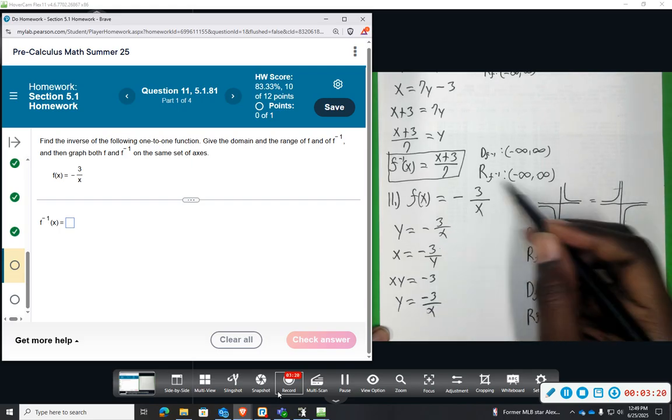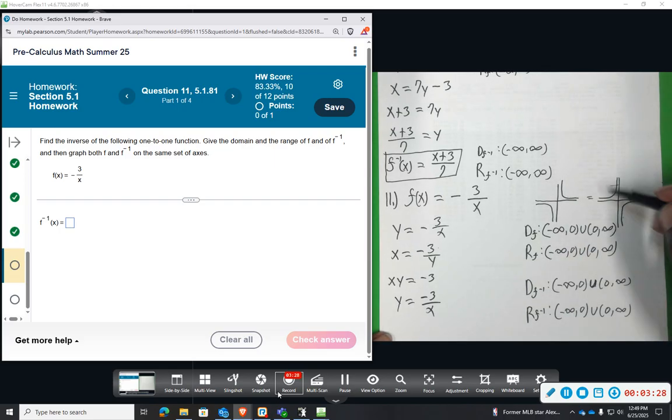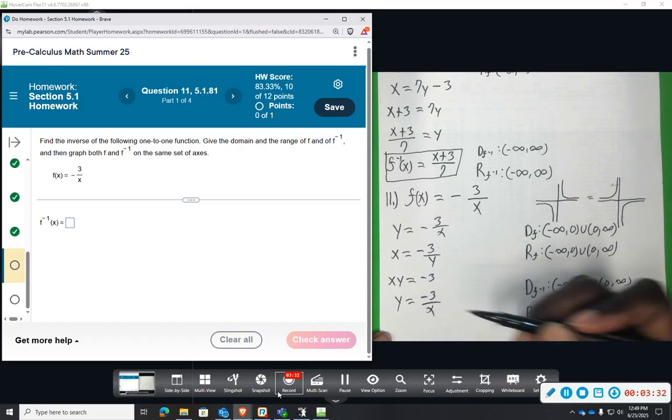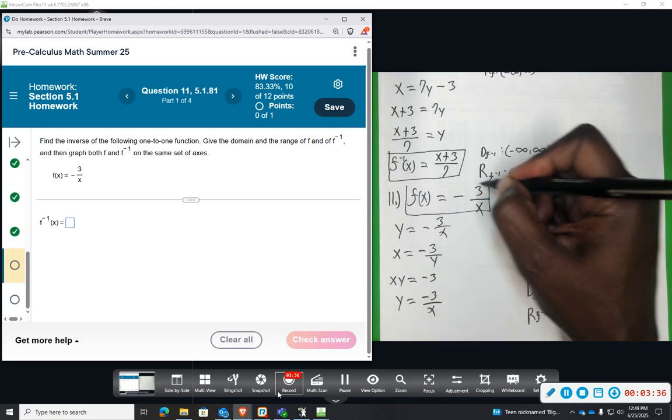So it looks the same when you mirror image, and that's pretty much what you get. The graph is already here, and when you reflect it across this line, you get the same exact graph. So this time, the actual function is the inverse. So this function is also the inverse of itself.